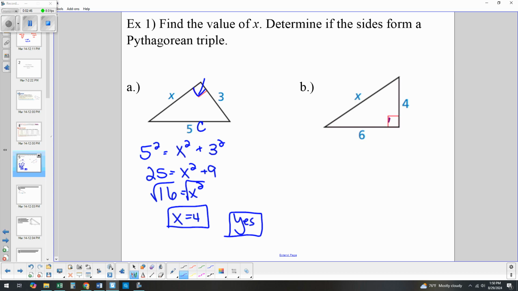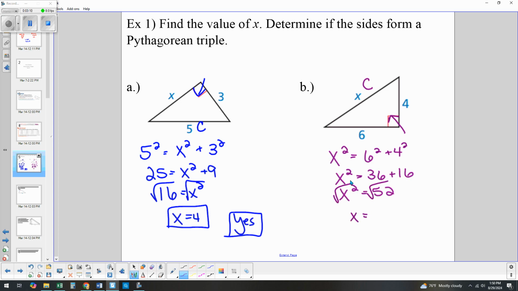For the second one, if this is my right angle, across from that is c, so this time x is c. So 6 and 4 are my a and b. It doesn't matter what order I put those in. I'm going to square these first. So 6 squared is 36. 4 squared is 16, and now I'm going to add them together. And now I could take the square root of both sides.